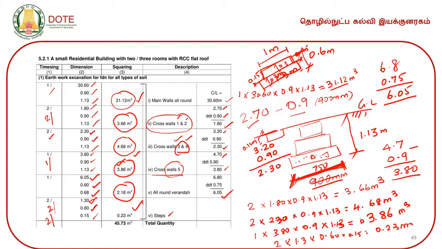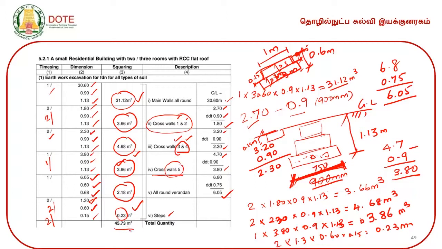So by adding all the quantities, how much? 31.12 plus 3.66 plus 4.68 plus 3.86 plus 2.18 plus 0.23. What is the answer?